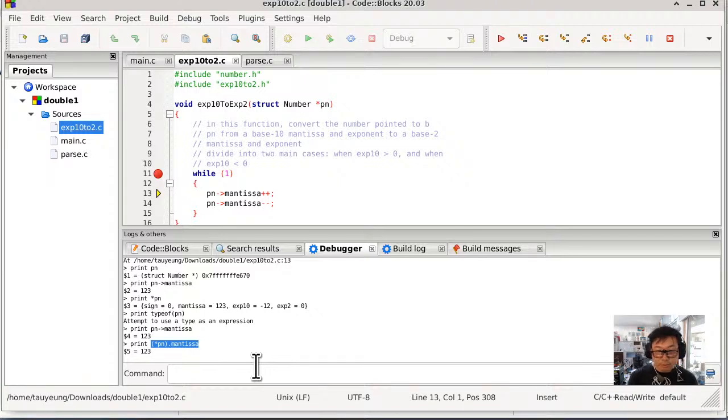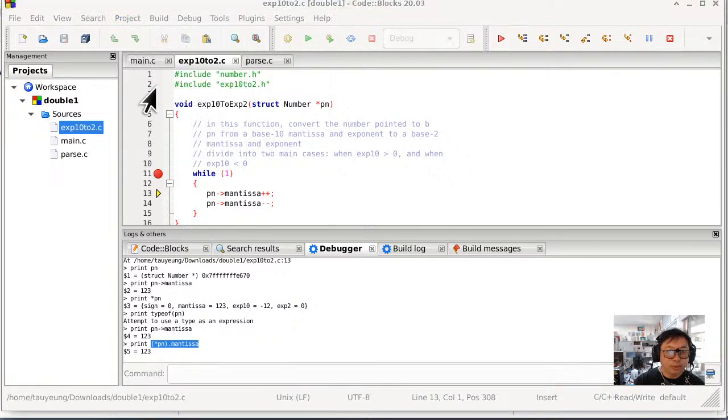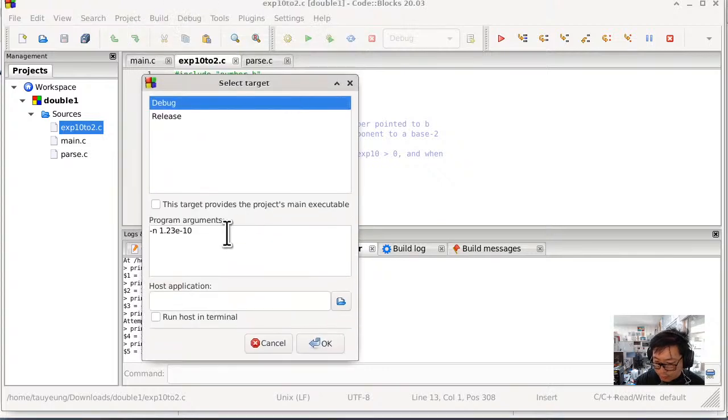So I just want to remind everybody, I'm just nagging here, that you have to go to project and set program arguments. So you have to remember to change that first. Okay, I'm going to pull that screen into where you can see it. You have to make sure that whatever number you want to process is in the program arguments, and it's not just by itself, it has to be a -n and then that number.